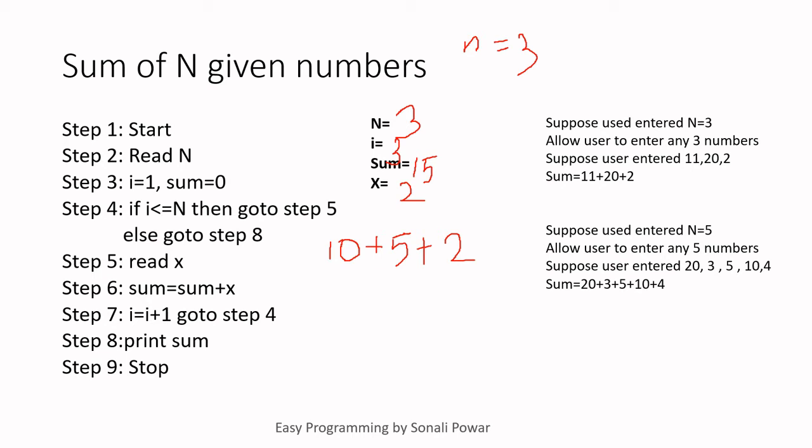उसके बाद इन द स्टेप नंबर 6 आई सेड दैट सम इज इक्वल टू सम प्लस x. सो व्हाट इज द सम, इट्स 15. 15 प्लस 2 इट बिकम्स 17. So updated value of my sum is 17. So sum becomes 17.